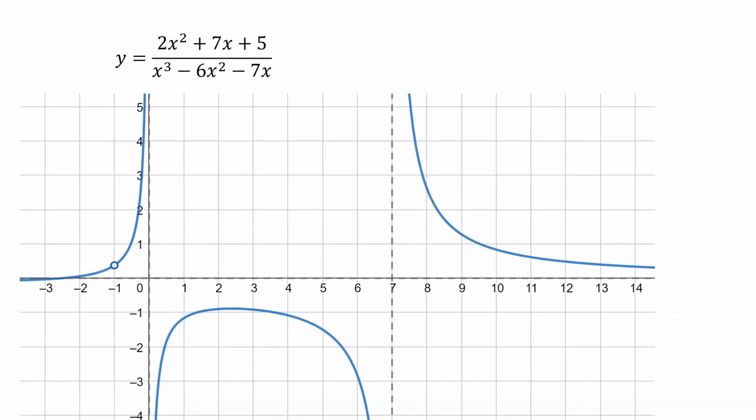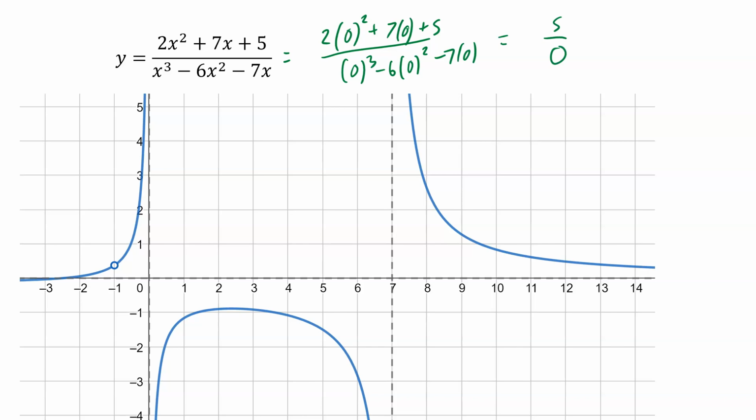For this function, if I plug in 0 for x, what do I get? Oh, 5 divided by 0, that's undefined, so I can't plug in 0 for x, so there can't be a y-intercept. Look at this graph, no y-intercept.